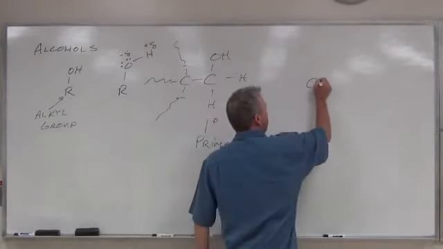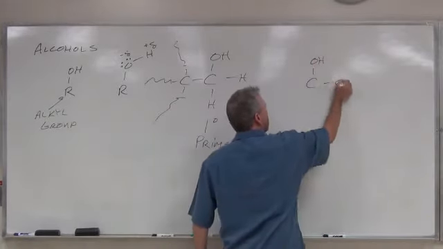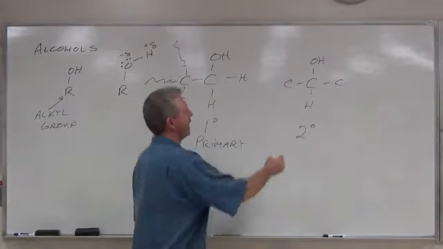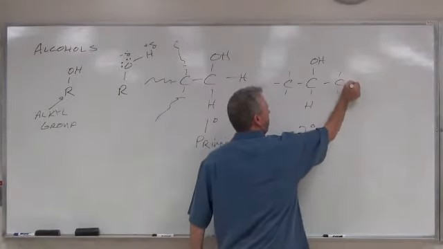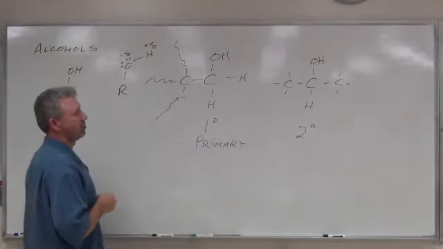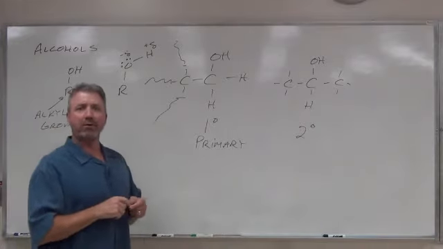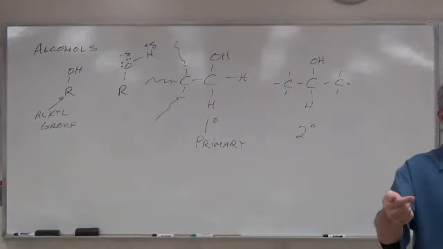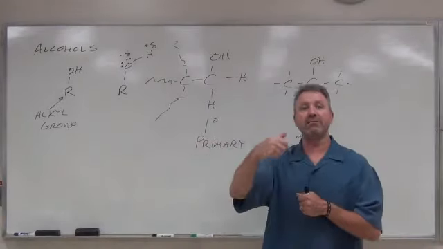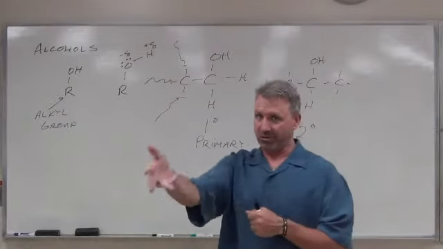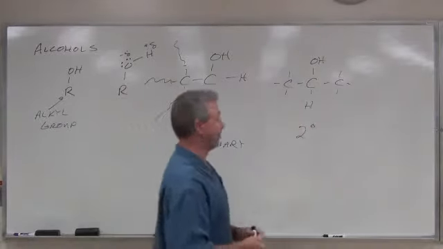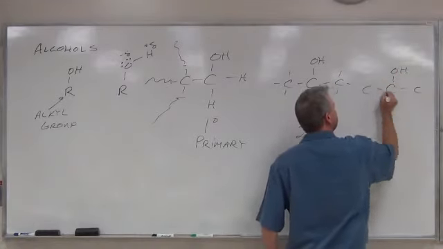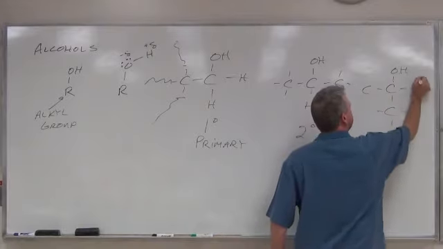If it's bound to two, it is secondary. Again, it doesn't matter what's here or here. It just matters that it's bound to the two carbons. Now remember, you're concentrating on the carbon that contains the OH group. And you will have to know this because primary alcohols react differently than secondary alcohols than tertiary alcohols. Well, we didn't do tertiary yet, right? So, our tertiary alcohol looks like this.